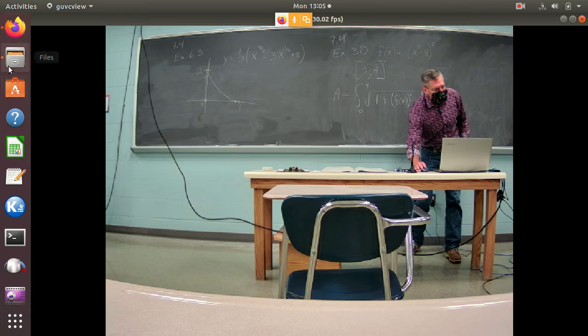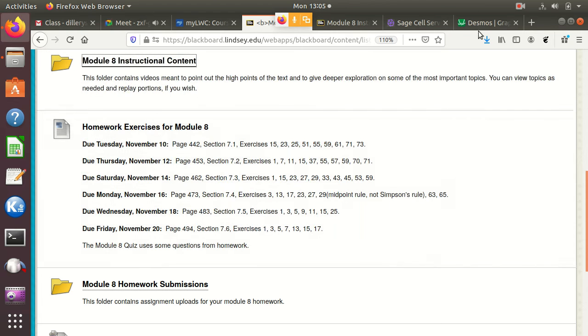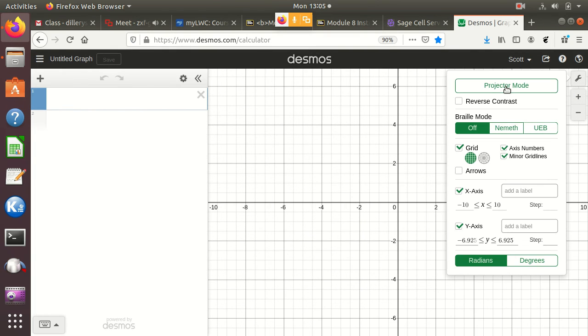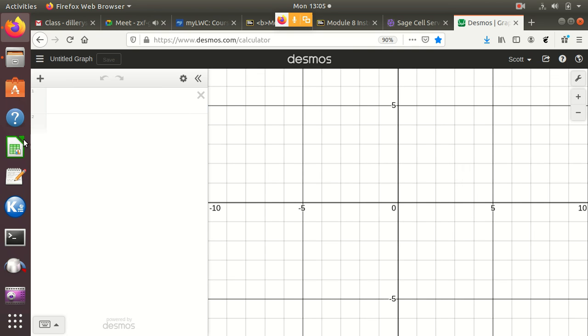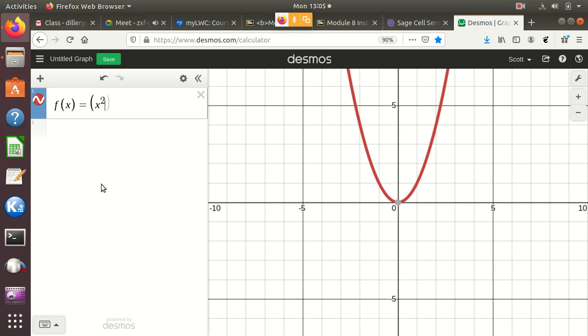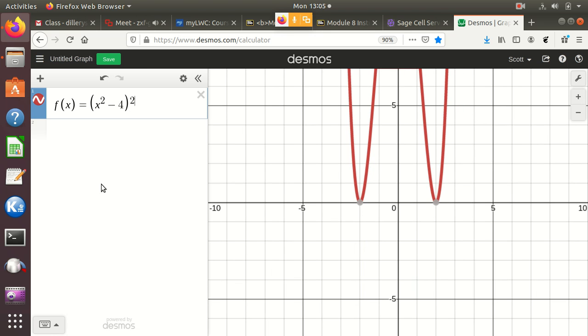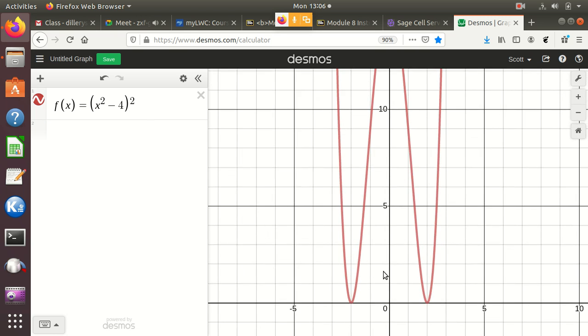So let's look at that. I brought Desmos up here. Let me go to projector mode. And so I type in the function f of x equals x squared minus 4, and squared, like that. And you get this very tall, skinny function like this.